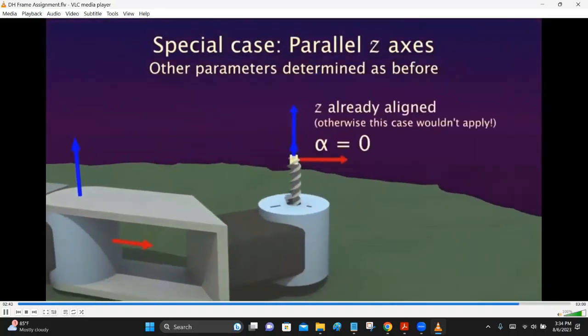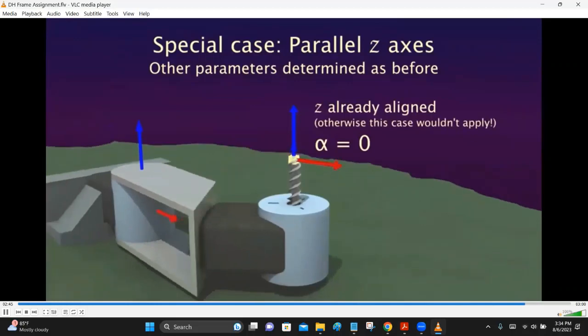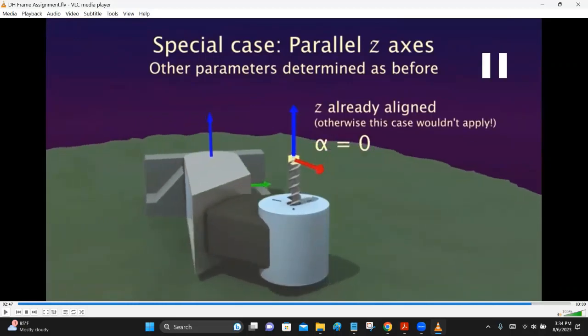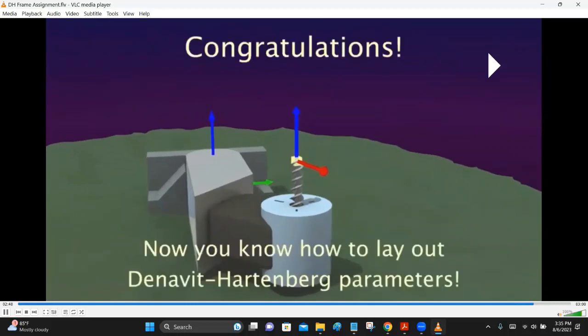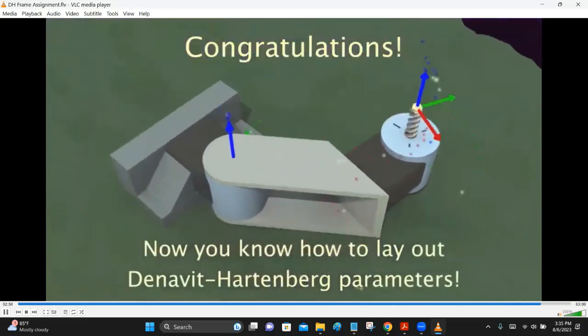Alpha is already known to be 0 in this case, since the z-axes must be parallel for this to apply. So if two consecutive z-axes are parallel, you don't have to rotate the previous one to align with the new one. So alpha is 0 in that case. For all parallel axes, alpha is 0. No rotation is needed. Congratulations, that's all there is to it.